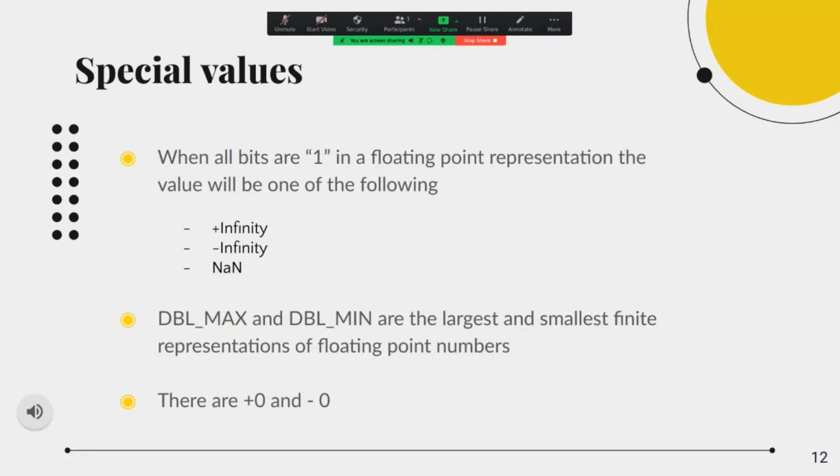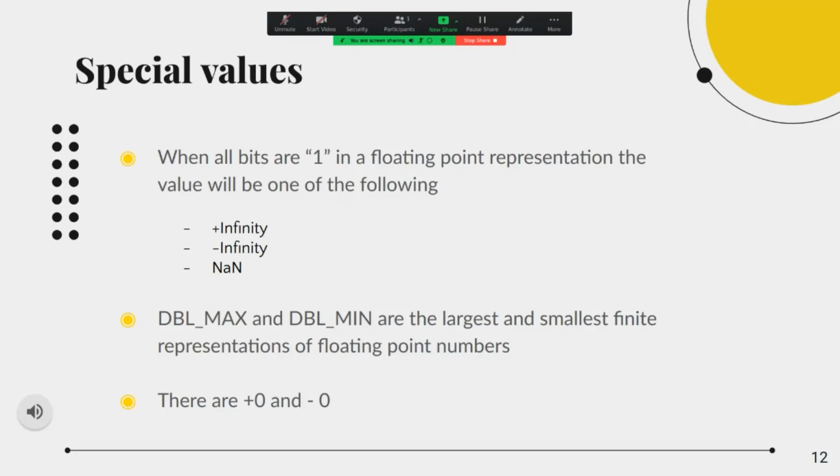Now let's talk about DBL_MAX and DBL_MIN. These are the largest and smallest finite representations of floating point numbers. It's like the upper and lower bounds for the numbers we can represent in this format. Oh, and don't forget about +0 and -0. Yep, we've got both +0 and -0 in the floating point world. It might sound a bit strange, but it's essential to keep in mind these special values to work with floating point numbers correctly.